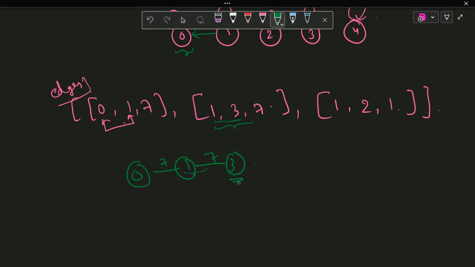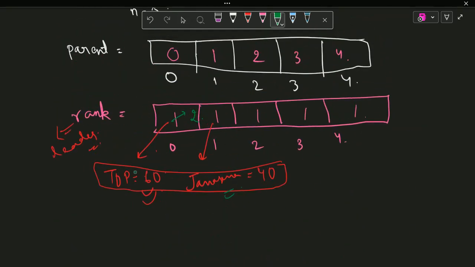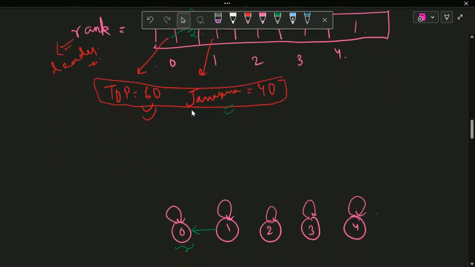Who is the leader of 1? Leader of 1 is 0. So we increment the leader of the 1 as 3. This is 3. Leader of 0, we increment by 1.